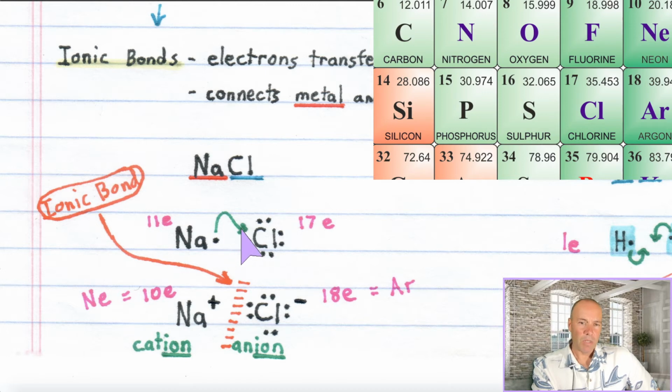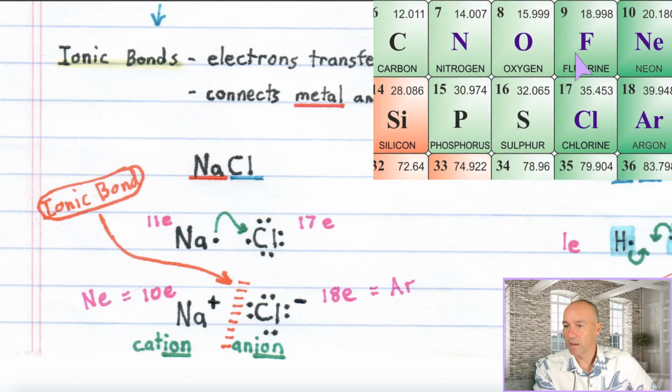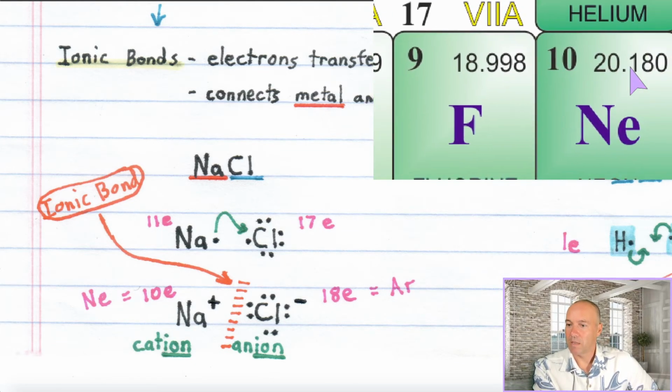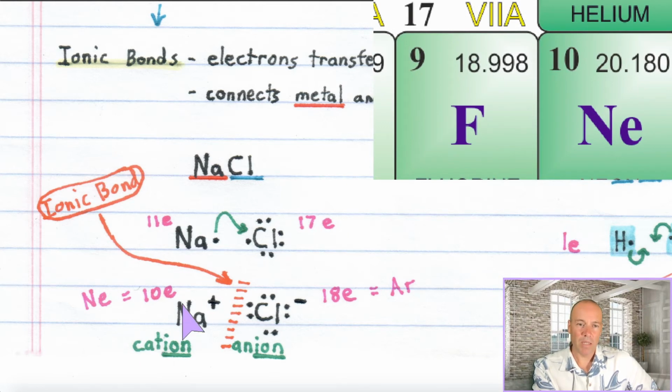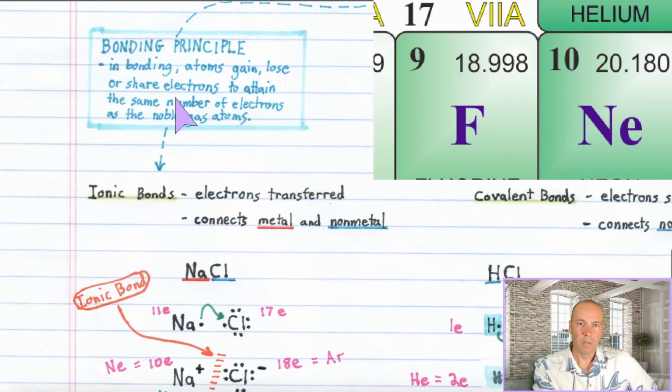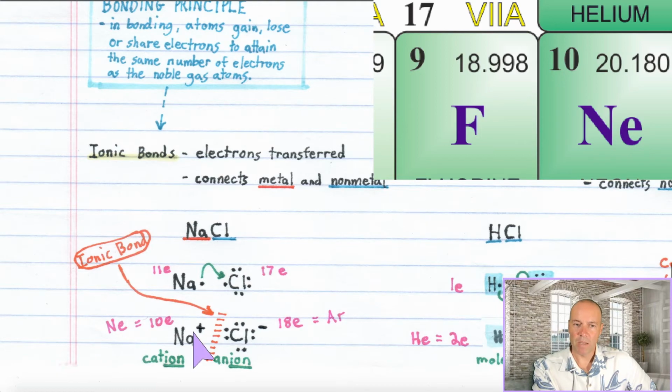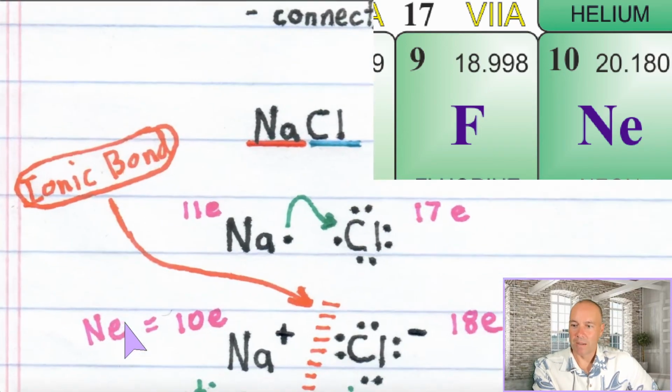Now when sodium loses its electron, it now only has 10 electrons, and that is the same number of electrons as neon. So neon is a noble gas with 10 electrons. So you see, sodium, in losing its electron, became like neon. So you see that bonding principle at work? Atoms gain, lose, or share electrons to attain the same number of electrons as the noble gas atoms. So sodium lost one, and that made it like neon.